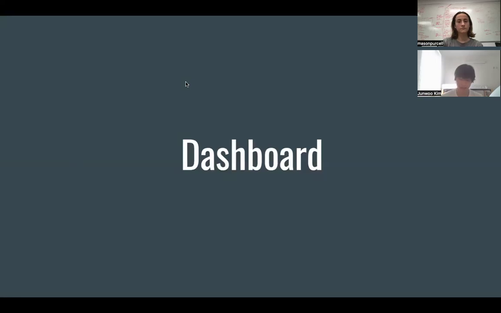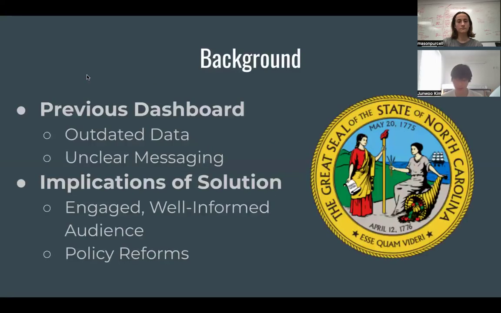In the previous dashboard, there were two main problems. We realized that our new dashboard has the ability to address these problems and the potential to become a key player in the creation of new alcohol policies.